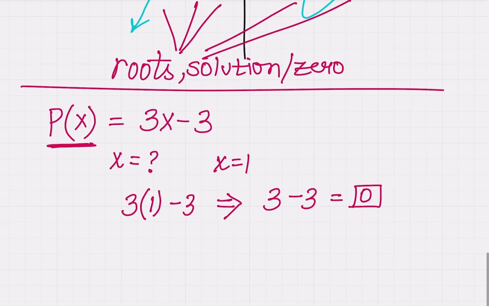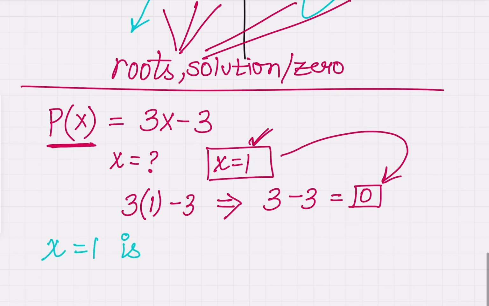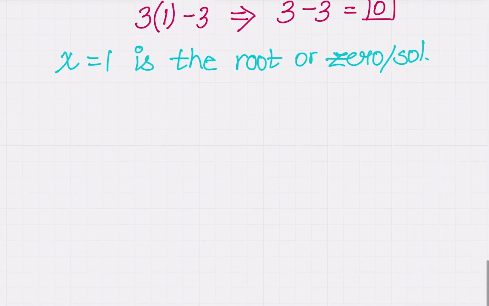So as you can see, the value x equals 1 has given the polynomial value 0. So can I say that this is one of the zeros or the solution of the polynomial? Yes, I can say that this is the solution of the given polynomial. So I can say that x equals 1 is the root or zero or solution of the polynomial. So I hope that makes some sense to you about the basic information about roots of the polynomial.